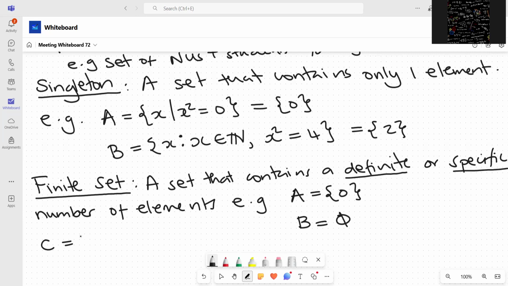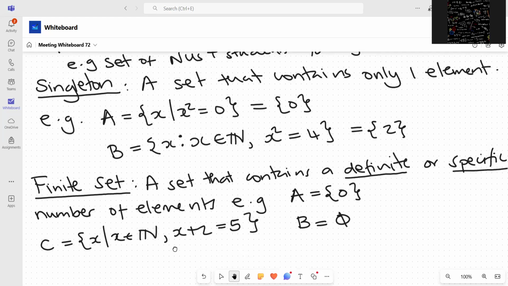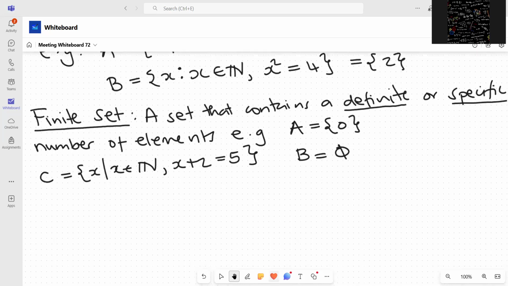Another set C, we say X, such that X is a natural number and X plus 2 is equal to 5. So if I were to solve this, X is equal to 3. So that means this set C has only one element, okay? And that element is 3. It has one element that is a definite. It is a specific number. So that set C is finite.